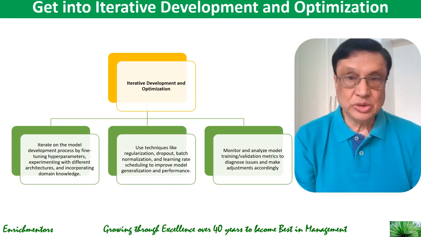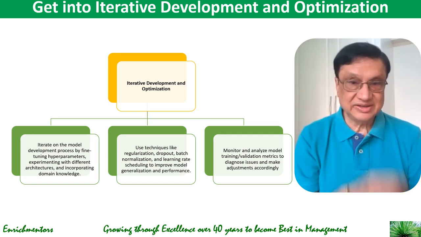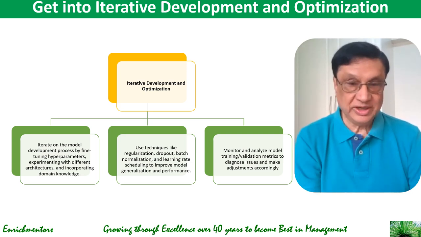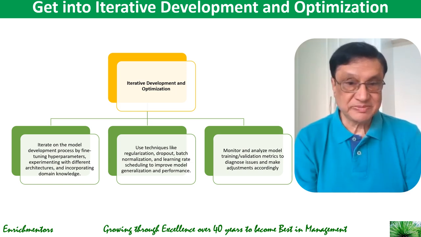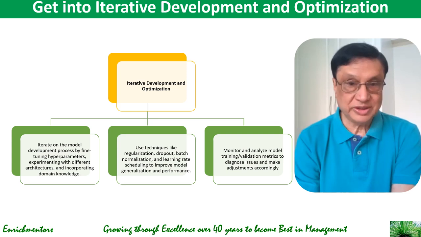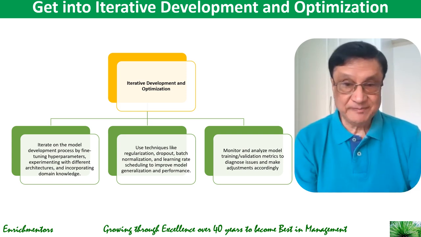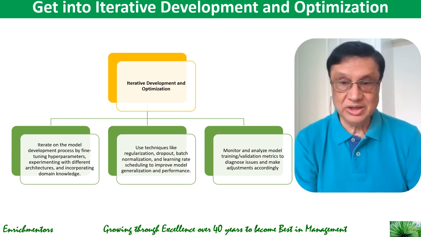So let us get into the iterative development process that requires three things to be done. One, iterate on the model development process by tuning hyperparameters, experimenting with different architectures, incorporating domain designs. And in doing that, you need to know techniques like regularization we talked about, dropouts, batch normalization, learning rate scheduling that can improve model generalization and performance, and finally monitor and analyze model training and validation metrics to diagnose issues as you go forward and make adjustments accordingly.